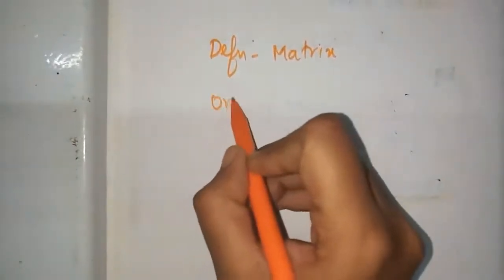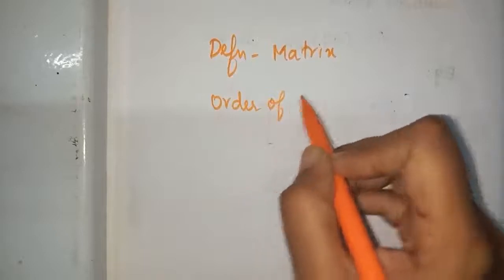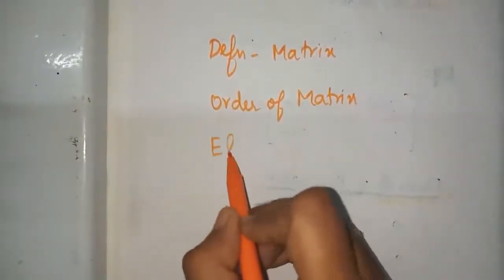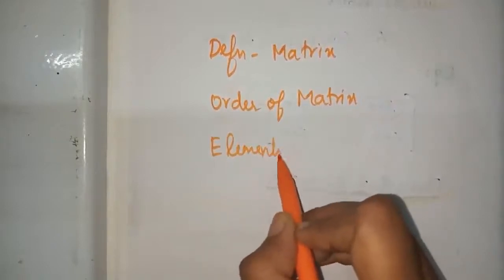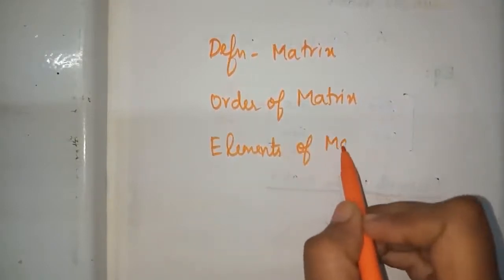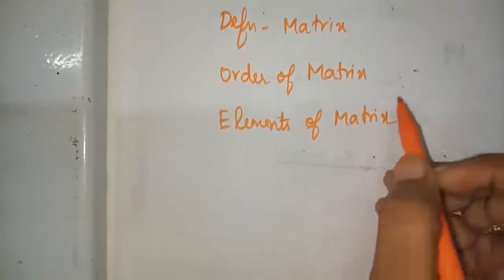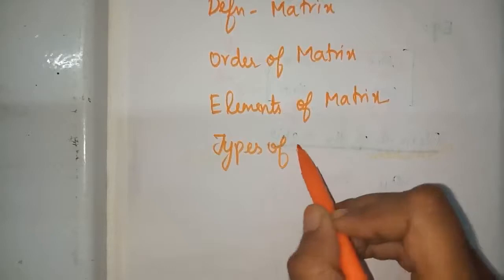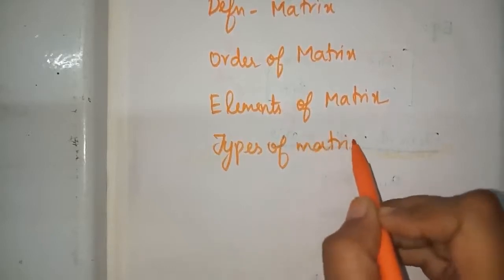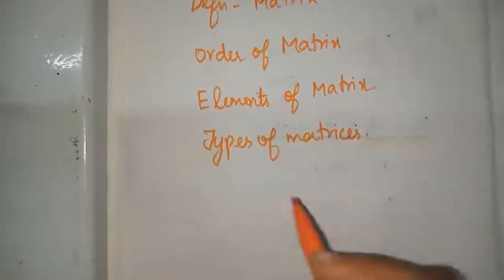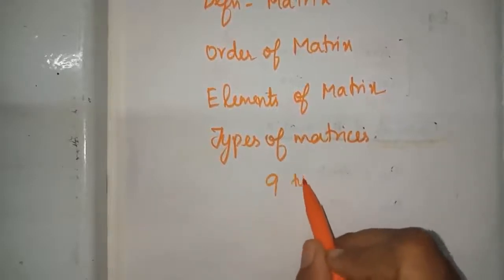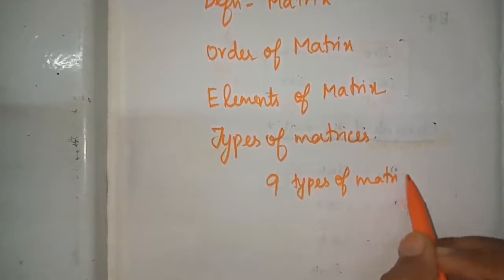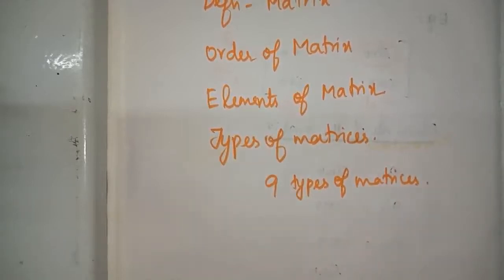then order of matrix, then elements of matrix we have seen. Now we are going to see types of matrix. So types of matrices. We have 9 types of matrices. Let us see one by one.